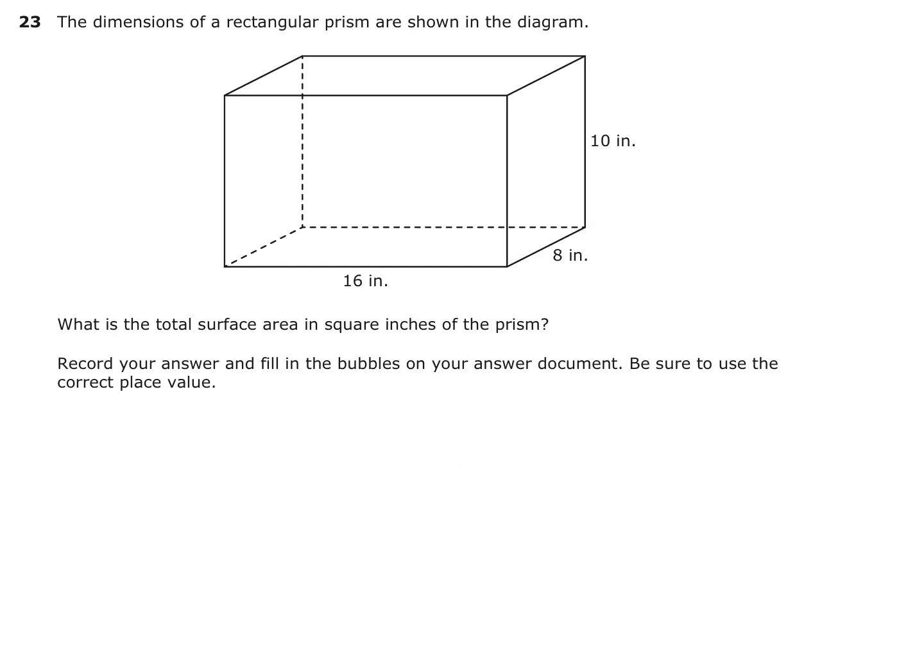The dimensions are given for the rectangular prism, and we're looking for the total surface area in square inches. This is not multiple choice, but we do know that there's a base of 16 by 8 at the bottom. This side here is 8 by 10. And the top here is the same as the bottom, 16 by 8. There are 2 of those.